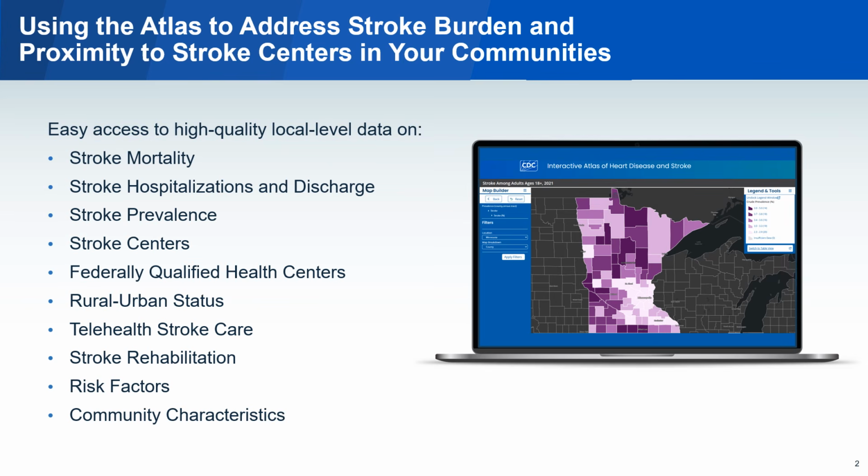The Atlas provides easy access to a wide range of high-quality local-level data. For this example, we'll be using data on stroke mortality, stroke hospitalizations and discharge, self-reported stroke prevalence, that is, adults who have been told by a health professional that they had a stroke, stroke centers, federally qualified health centers, rural-urban status, telehealth stroke care, stroke rehabilitation, risk factors, and community characteristics.